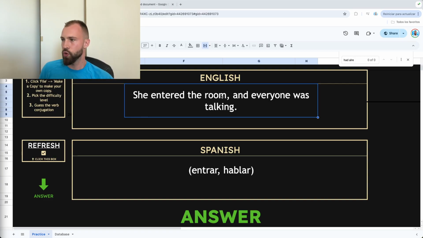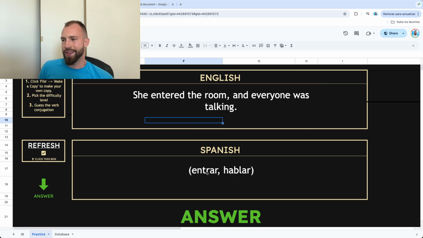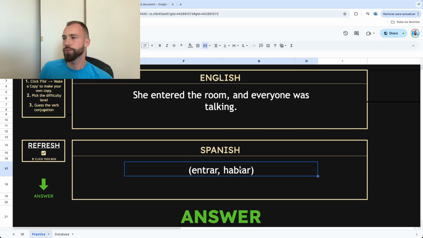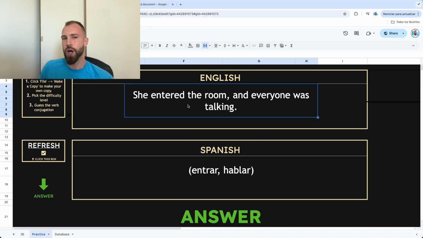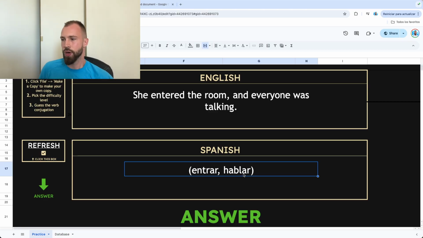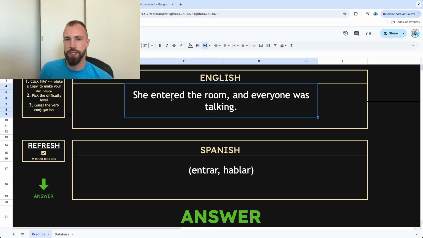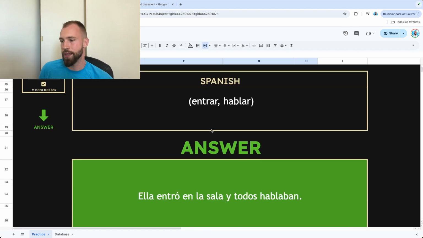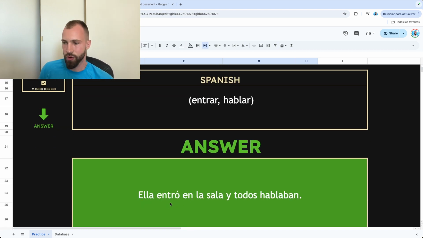So, she entered the room and everyone was talking. Entrar is to enter, and to speak or to talk is hablar. So take your guess, you can pause the video. How would you conjugate entrar and how would you conjugate hablar? So the answer would be that entrar is going to be in the preterite and hablar is going to be in the imperfect. Ella entró, this is the preterite conjugation, en la sala, y todos hablaban.